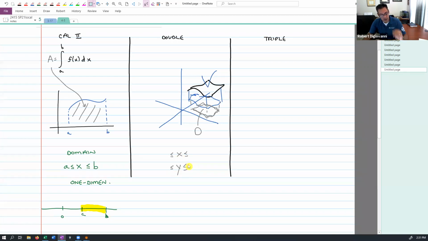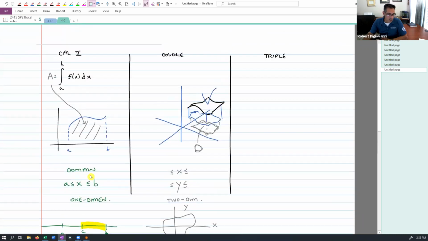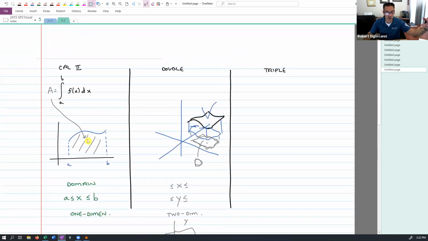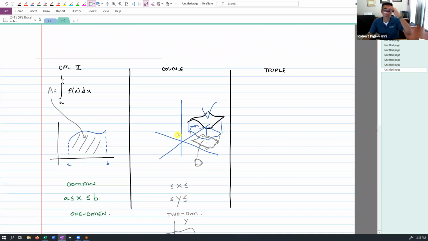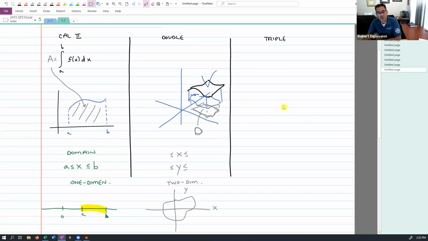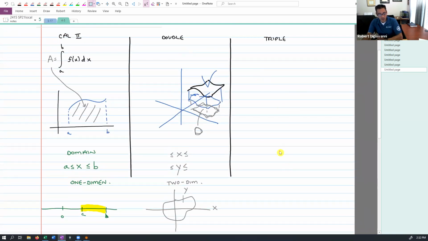But the main thing I want you to take away from this is that this is two-dimensional. So whatever the D is on the ground, that D is something in the xy-plane. So your domain is actually two-dimensional as opposed to over here where it's one-dimensional. One dimension is the domain, the two dimensions is the picture of the function. Here, two dimensions is the domain and three dimensions is the picture. So what do you think a triple integral is going to be? Let's just go straight to the domain. Let's not even talk about the picture.